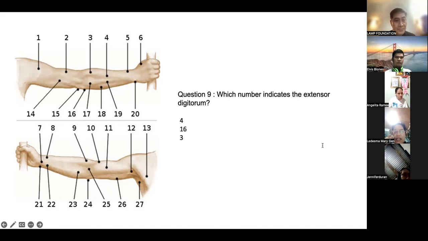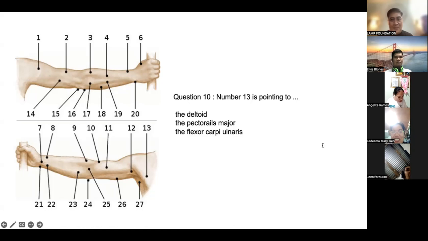Number 3. No. Oh, may mali. You have one mistake. Let me guess again. Number 16. No. Ay, number 4. Siyempre, 4, extensor digitorum. Medyo mahirap na, no? Number 13 is pointing to what?